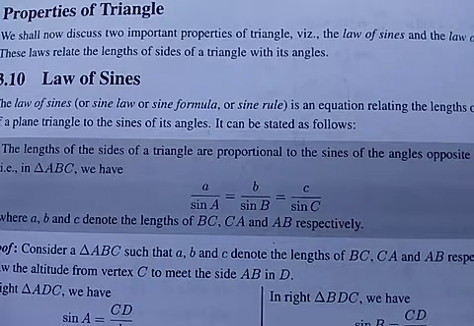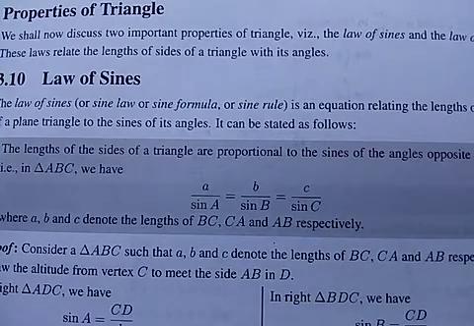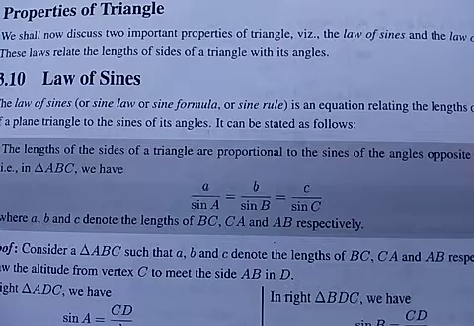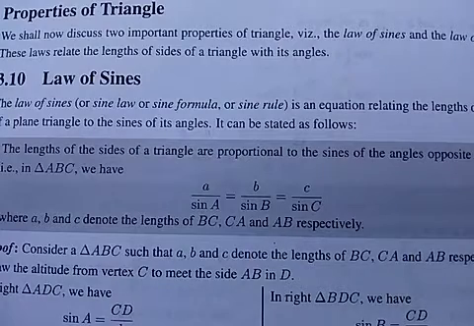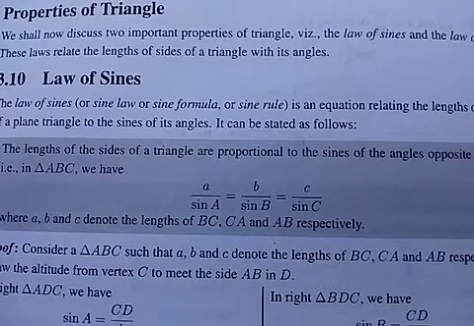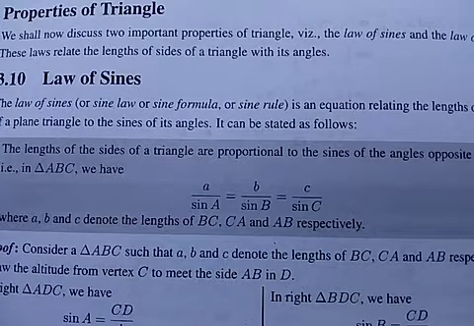We shall now discuss two important properties of a triangle. First is the law of sines and second is the law of cosines. These laws relate the lengths of the sides of a triangle with its angles. First we will discuss the law of sines.